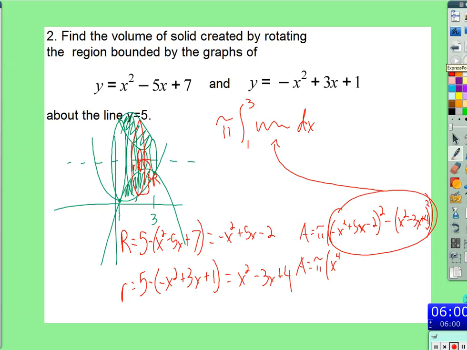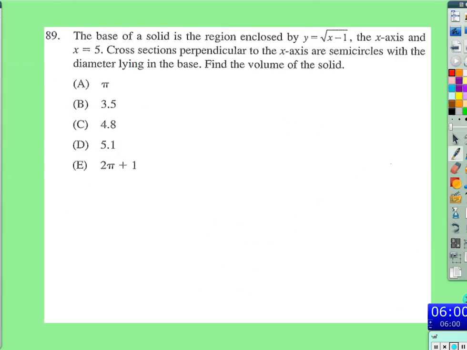But before that, we're going to rotate things around vertical axes. And actually, even before that, I wanted to see if we can do this real quick. So this is a rotated solid back to cross sections that are some other shape. Again, it's important to get a picture of what this looks like. So I want you to take a moment and look that over.